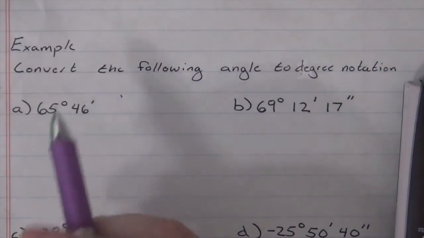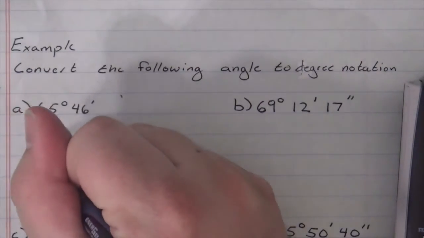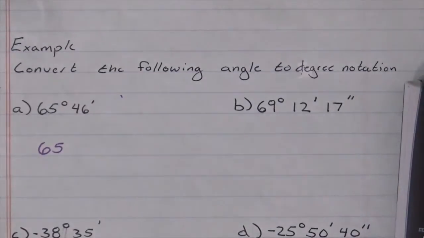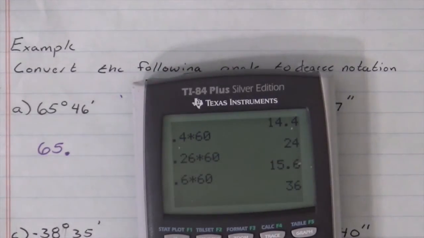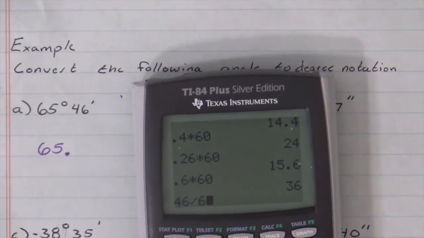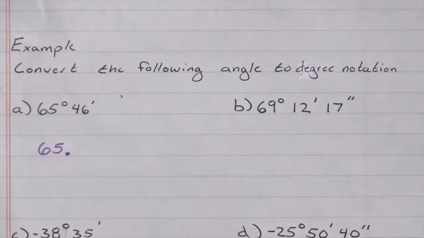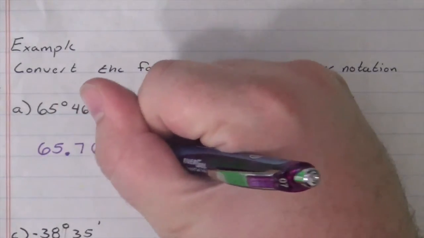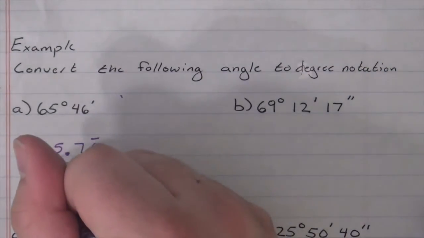Well, since we're converting this all straight out into degrees, the easy part is this 65. Well, we know that 65 is going to be in our answer. So it's going to be 65 point something. So now we need to take this 46 minutes and find out what that's going to be in decimals. All we really do is, before we were multiplying, now we're going to divide 46 by 60, and we get 0.76 repeating. So that's what we write, 0.76 repeating. And this thing told me to round off to 2 decimal places, so that's what we're going to do.